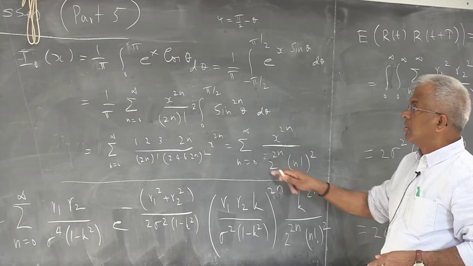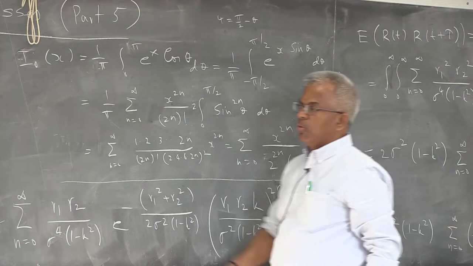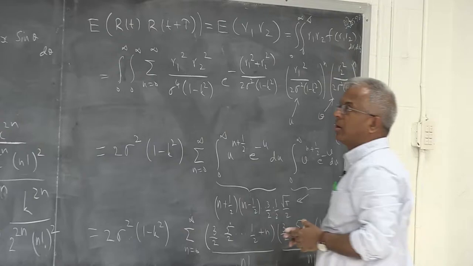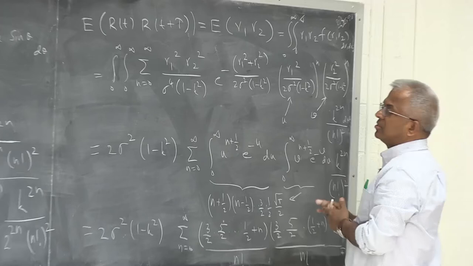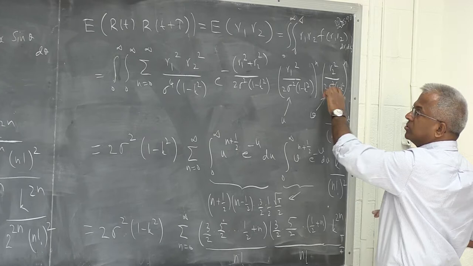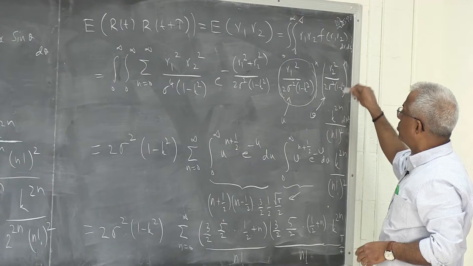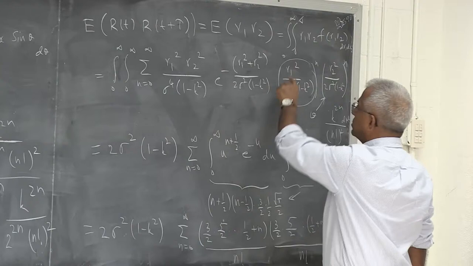So if you substitute, it's a classic expression for I naught. I substitute that I naught here. If you want, you can also write down the joint density function in this manner. This is the expression we are going to use to find the correlation between R1 and R2. So we substitute this density function here and simplify. I expand the I naught term using the summation and separate it out in terms of R1 squared and R2 squared. I call this whole quantity U, this V. So for R1 squared, it is going to be U multiplied by 2 sigma squared 1 minus k squared.